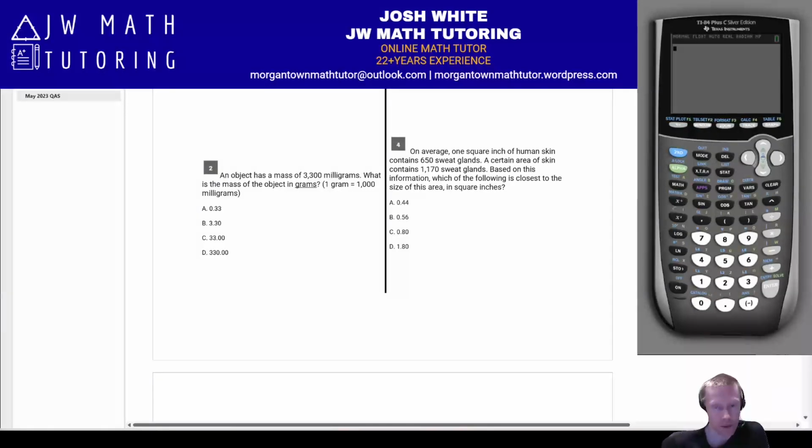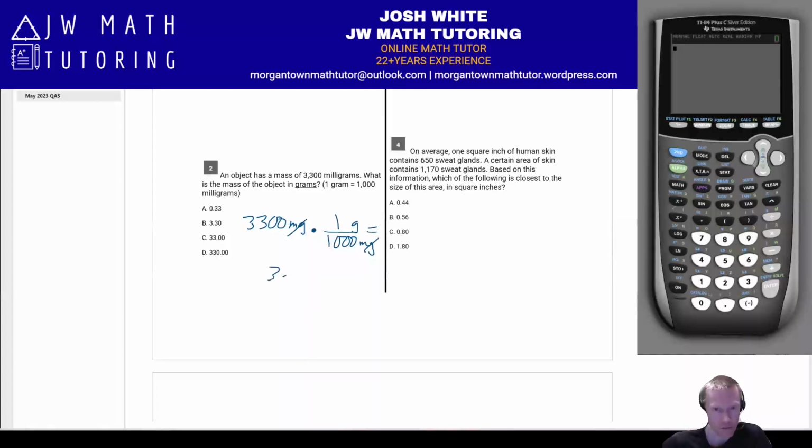Now going down to number 2 at the bottom of the page, this is just a basic unit conversion question. You're starting with milligrams and you're converting to grams. There are multiple ways you could do this. You could use what's known as the factor label method. So you start with 3,300 milligrams and then you multiply by a fraction, with 1,000 milligrams down here and 1 gram up here. Now the milligram units cancel out, and so you basically have just 3,300 divided by 1,000, which comes out to 3.3. So the correct answer is going to be letter B.